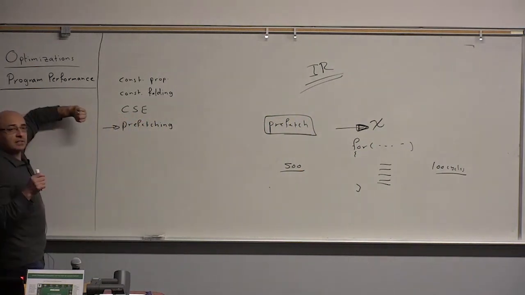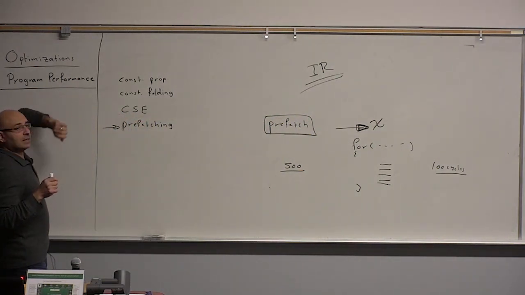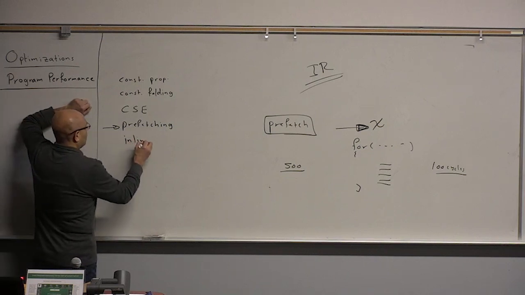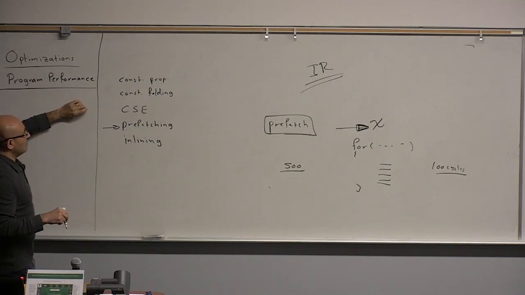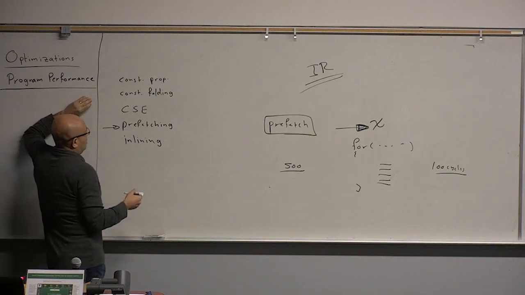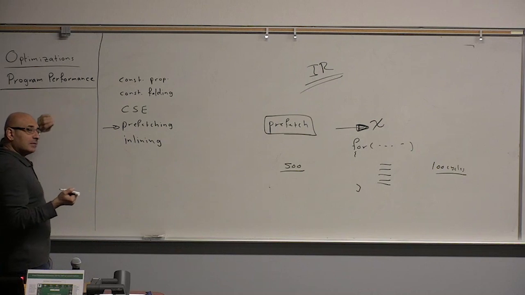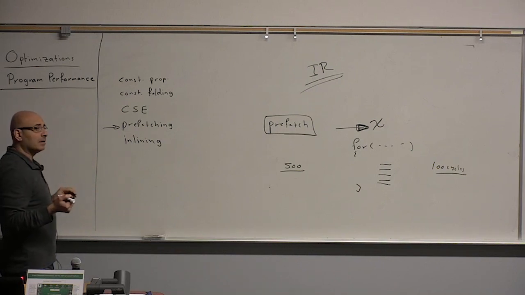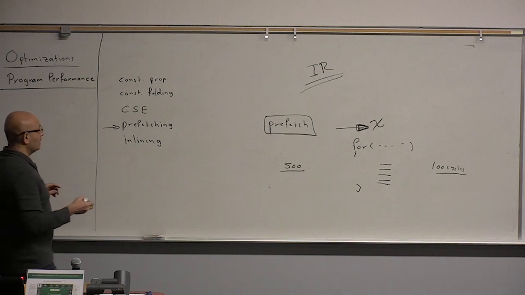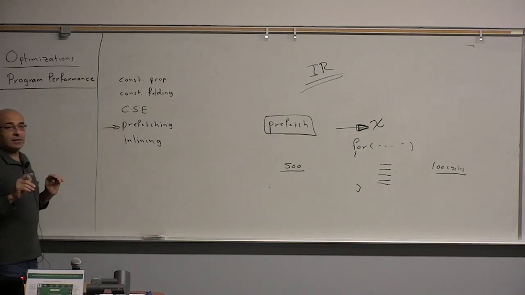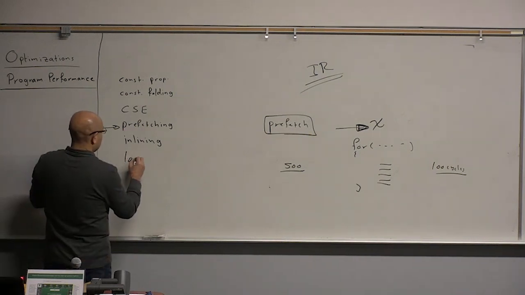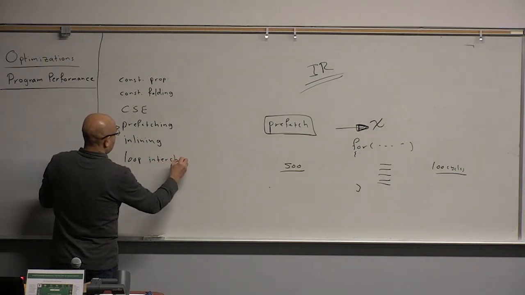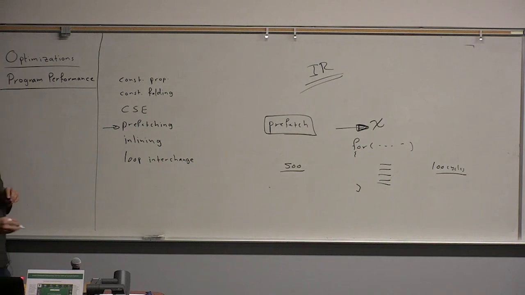What are the other optimizations? Function inlining. I think that was the last one we covered. We also covered cost-benefit analysis, which applies to all optimizations. What else? Optimization scopes. But now I'm looking for the different optimizations that we have covered. Loop interchange. And one more, loop invariant code motion.